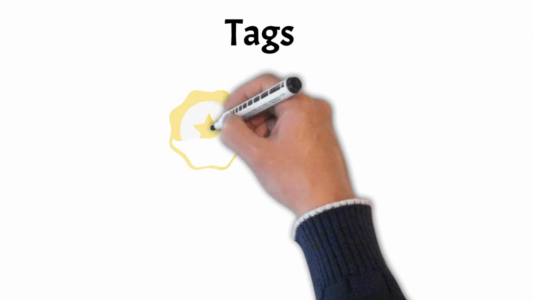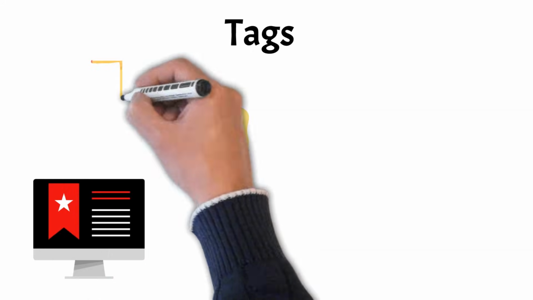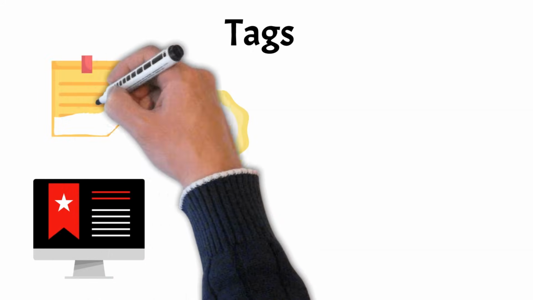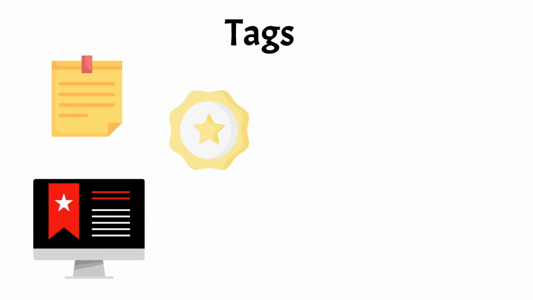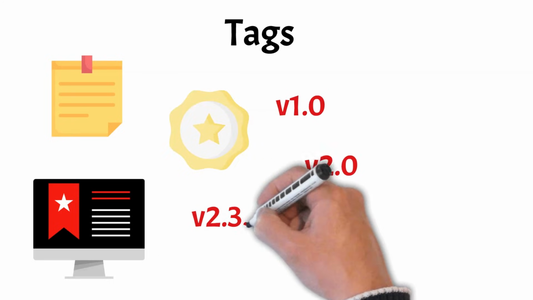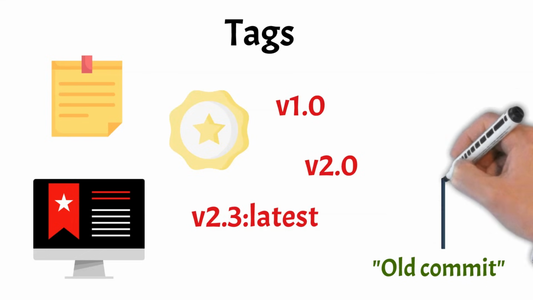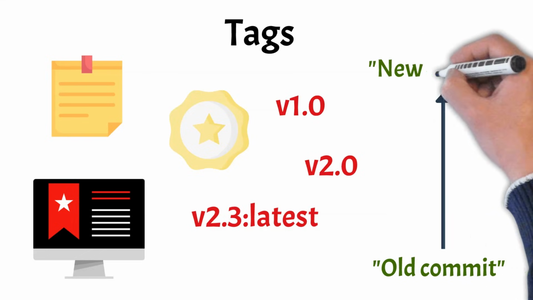Now that we've seen how HEAD moves along the commit history, let's look at something that stays put: tags. In Git, tags act like bookmarks or sticky notes you attach to a specific commit. They don't move forward with new changes. Instead, they mark an exact moment in time, often used for releases like version 1.0 or version 2.3. Think of them as stars or labels that highlight important milestones in your project.